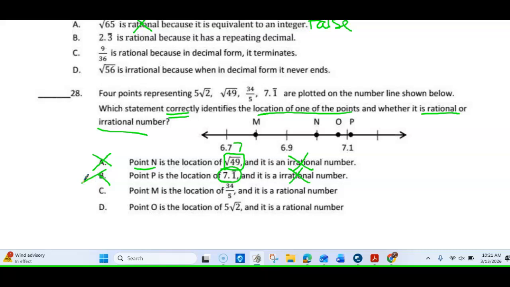Point M is the location of this number and is rational. Well, so far that's true. I need to know what 34 over 5 is as a decimal. If you put 34 over 5 in your calculator, that is where M is, 6.8, near it. So you should have picked letter C.